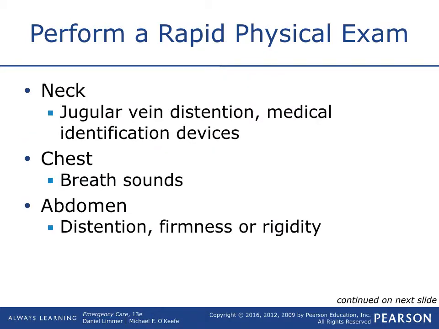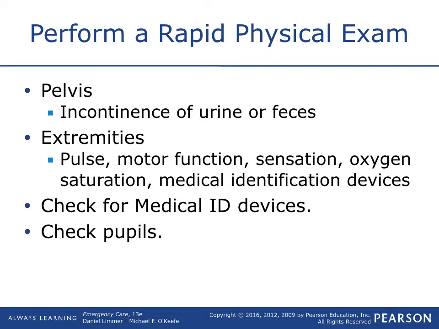Look for JVD, and also look for medical devices or identification for diabetic, epileptic, whatever. Something that tells you why they're unconscious or if they have a medical history. Listen to breath sounds, and check abdomen for distension, firmness, or rigidity. So basically it's the same thing, but you're not talking to the patient. You're just rapidly going through everything to see how to treat them.